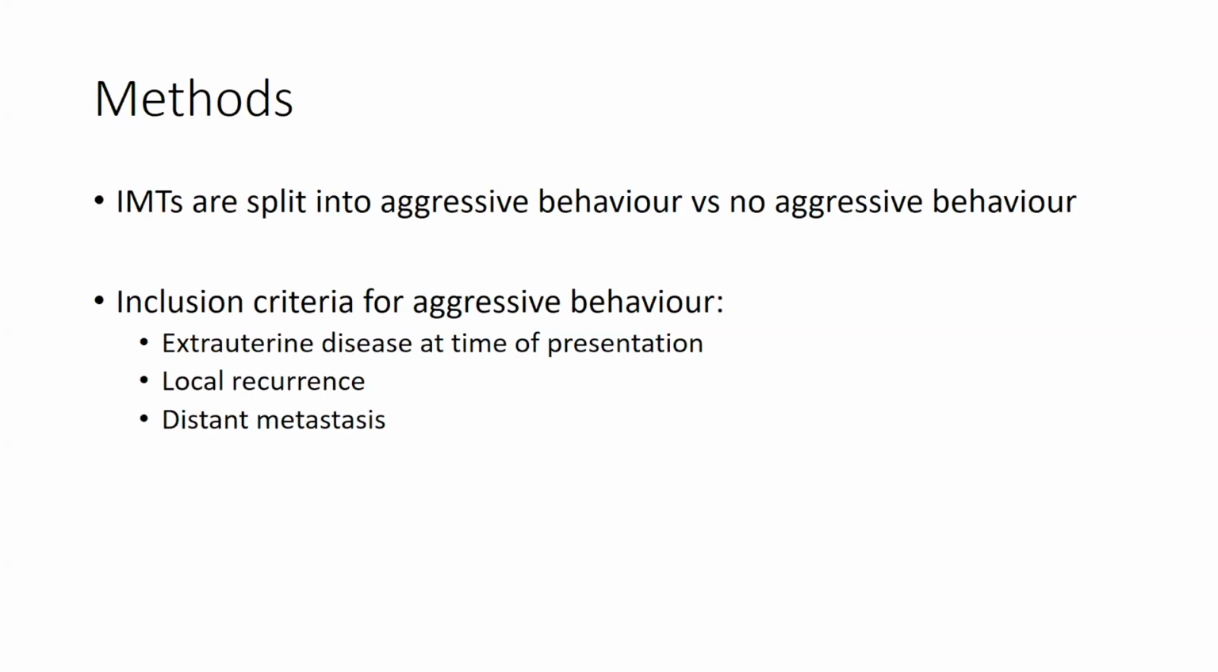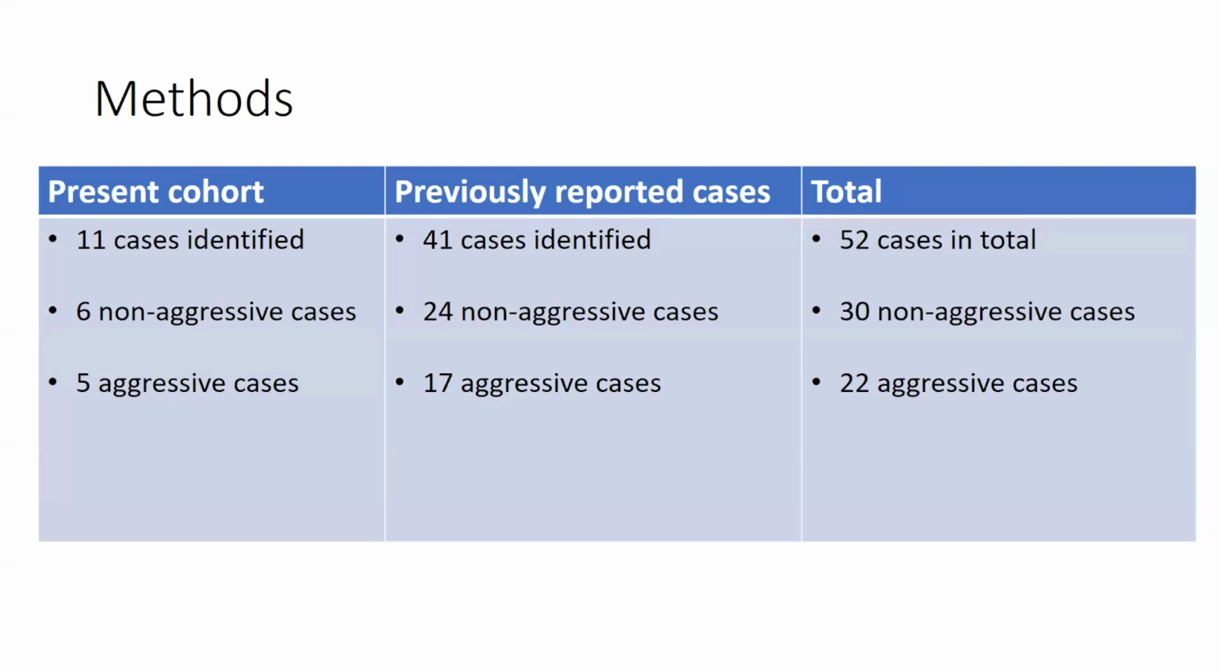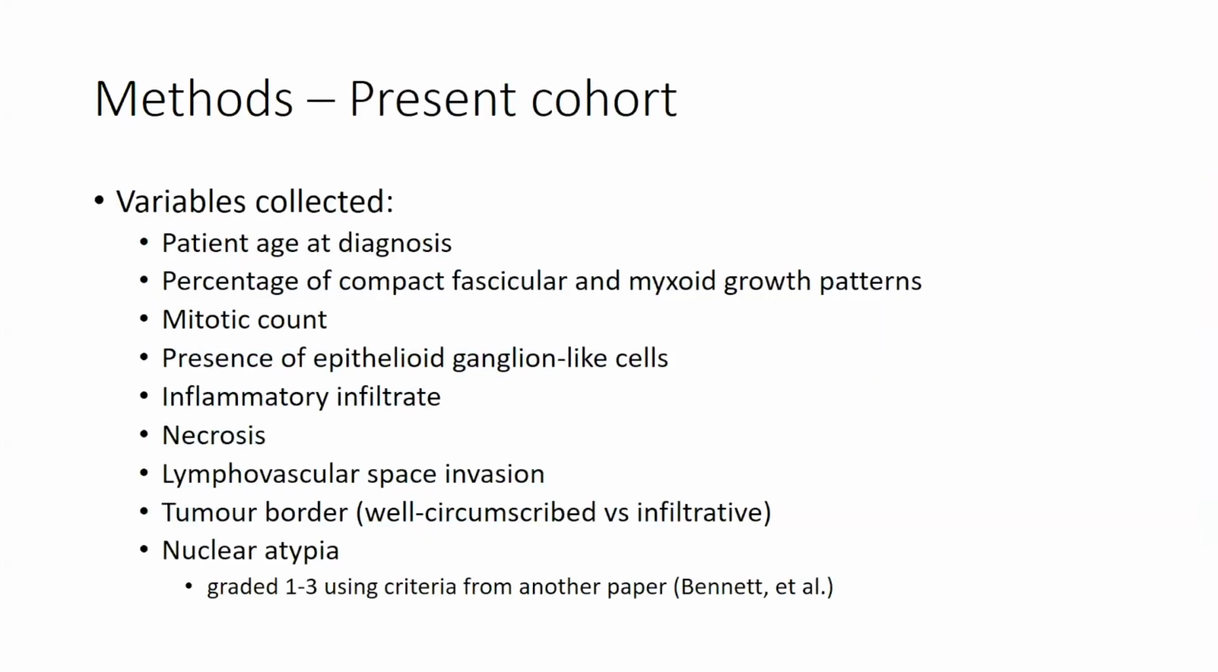IMTs were split into either having aggressive behavior or no aggressive behavior, and the inclusion criteria for aggressive behavior was extrauterine disease at time of presentation, local recurrence, and distant metastasis. So overall, in the present cohort, 11 cases were identified, 6 non-aggressive, 5 aggressive, and from the literature, 41 cases were identified to give a total of 52 cases, 30 non-aggressive, 22 aggressive.